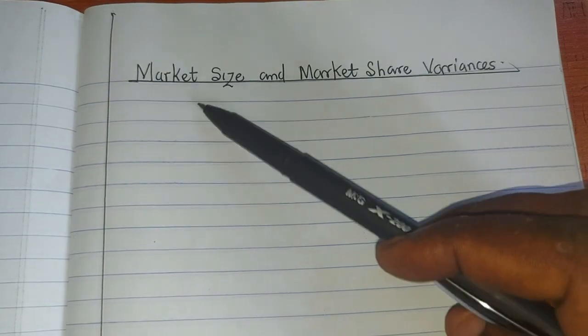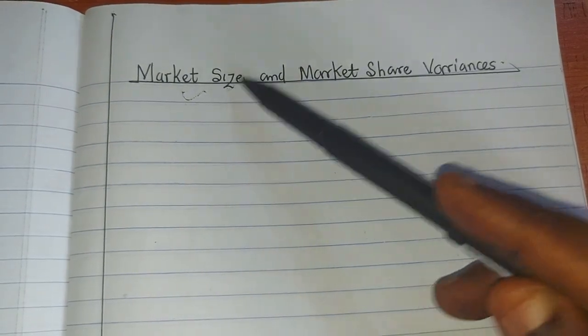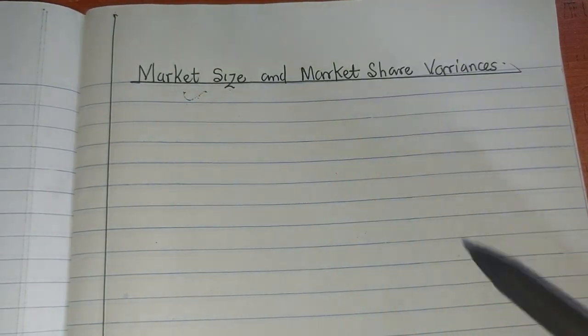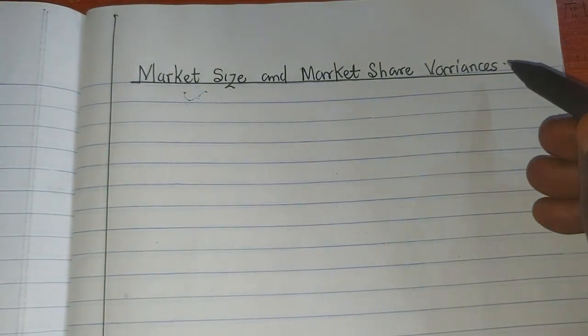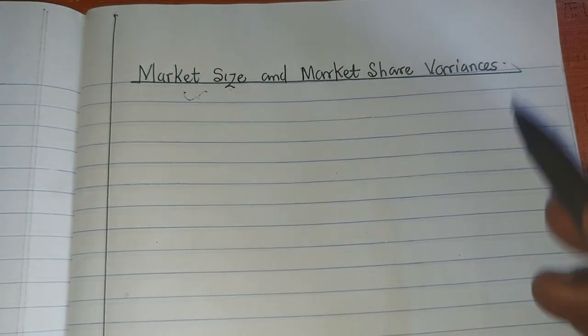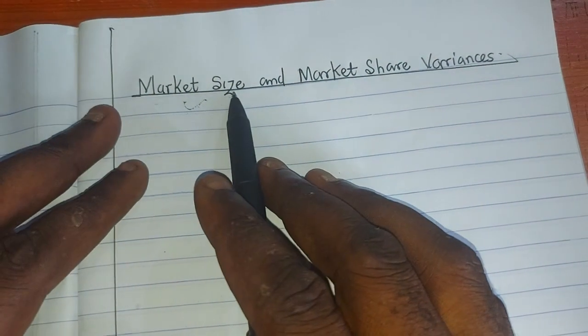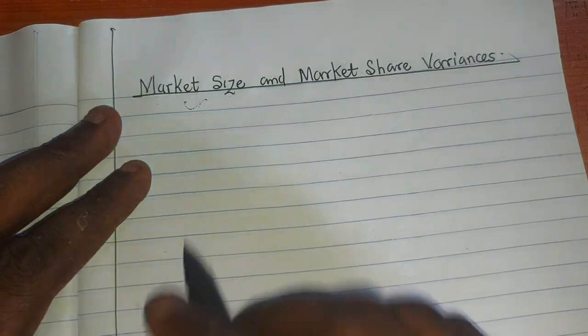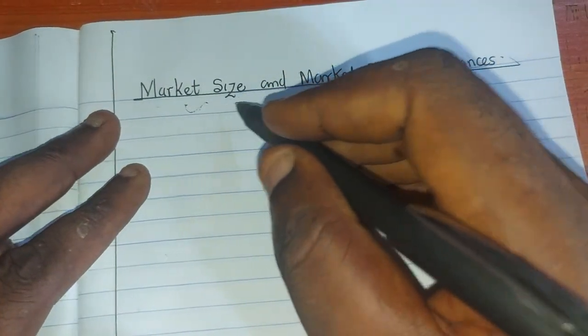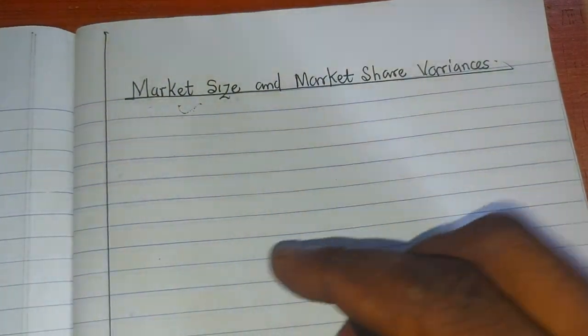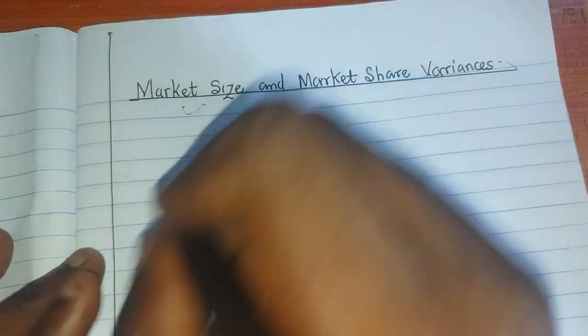In this video, we are going to look at the concept of market size and share variance. Market size and market share variances are part of advanced variance analysis. To start with, let's look at what we mean by market size. Market size is nothing but the total sales in a single market.